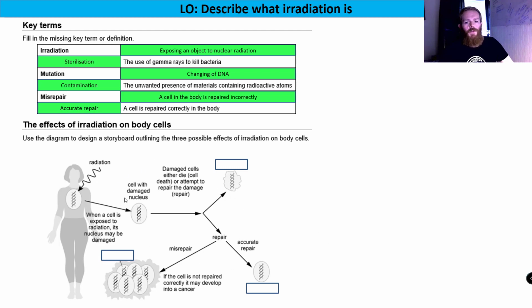This diagram, I'm not going to read through it all because I've just read through it on the previous slide, but I am just going to show you the answer straight away. So if the cell is damaged beyond repair, it'll die. If it's not damaged beyond repair, a repair will be attempted, and if it's an accurate repair, you just end up with a normal cell. But if a repair is attempted and there's a misrepair, then you could end up with a cancer cell. Okay, so that is the effect of irradiation on body cells. That's what we've discussed so far. Hopefully that's been useful to you.